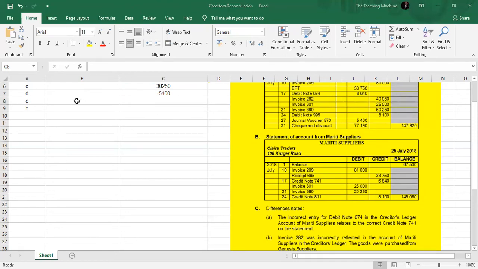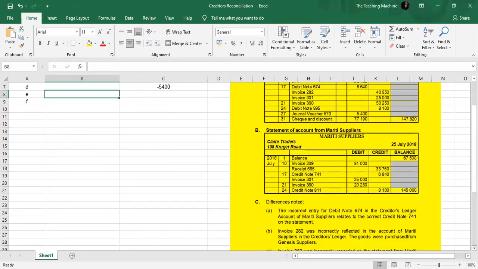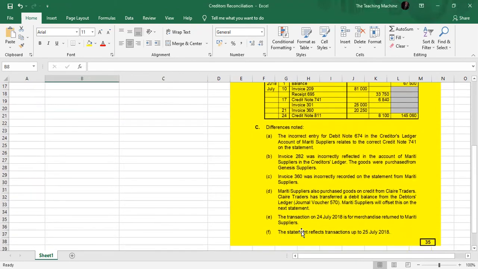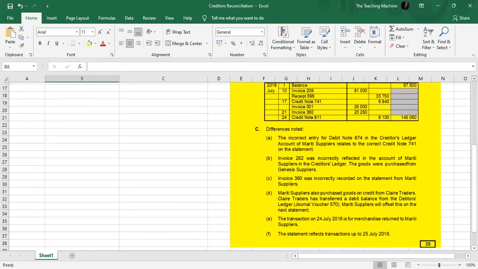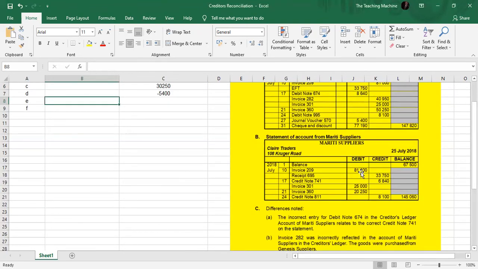Okay, let's look at number E. The transaction of 24 July is for merchandise returned to Marigi suppliers. Where is 24 July? Okay. So if you check here, it's recorded correctly. Because if we return goods to our supplier, the supplier will record on the credit side. Remember, we are a debtor to our supplier. When we take goods, debit side, but when we return goods or when we pay, credit side.